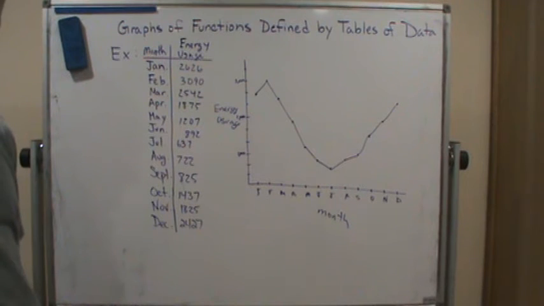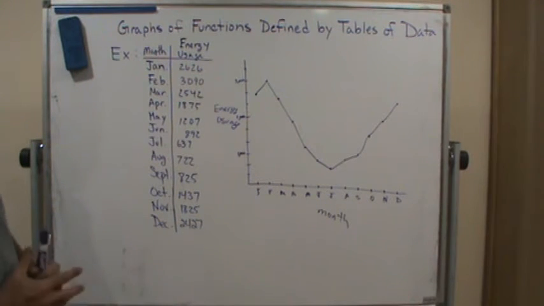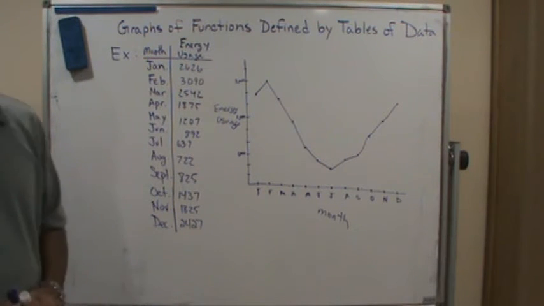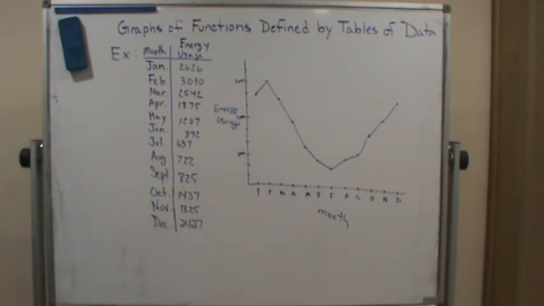Now, if we measured it daily, if we were able to do that, then we would get a much smoother curve. In this case, we don't have that. But this would be an example of using data to describe a function. In this case, the function of energy usage with respect to time.